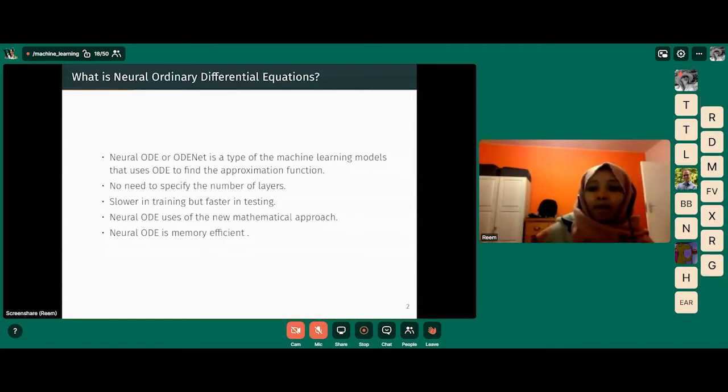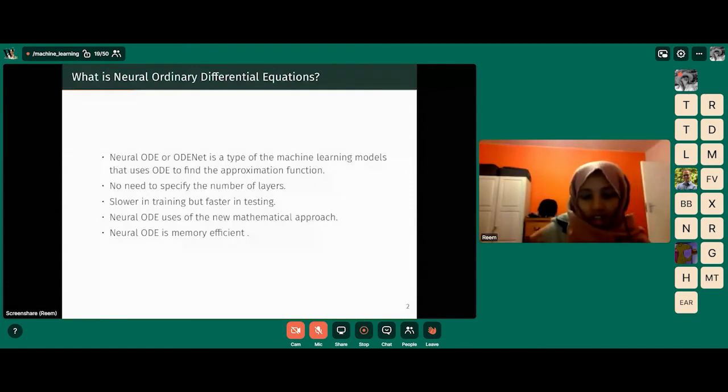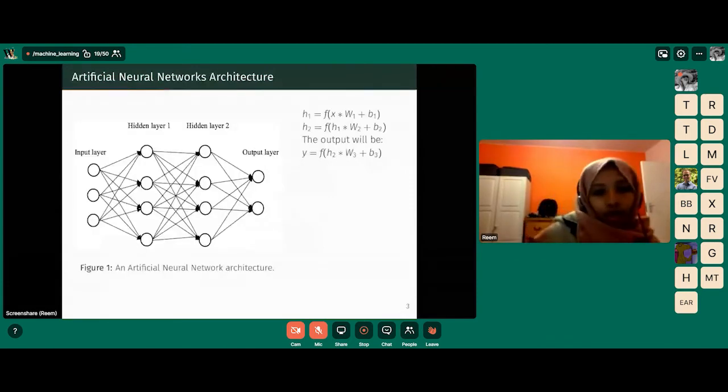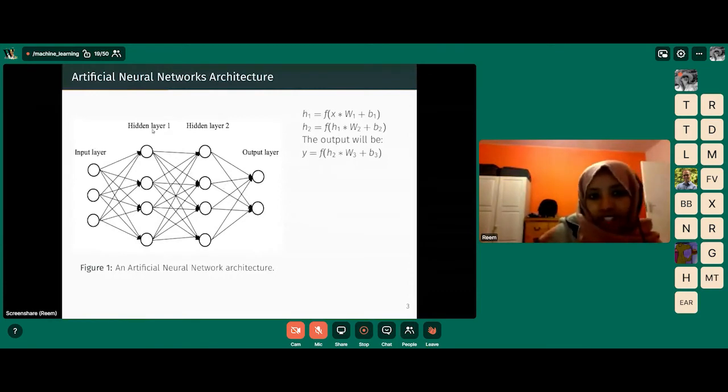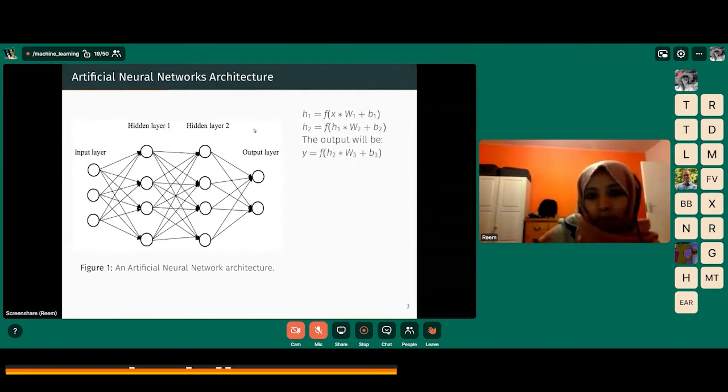The authors of the paper also showed that the training process using the neural ODE was fast compared to other models like the multi-layer perceptron or residual networks. And what makes it more interesting is the fact that it uses a new mathematical approach which wasn't used in the field of machine learning. And we will also see how neural ODEs are memory efficient compared to other models.